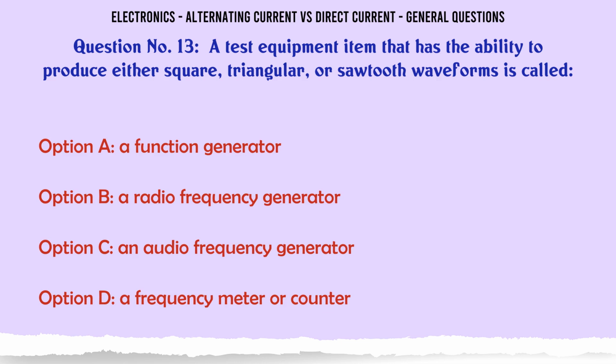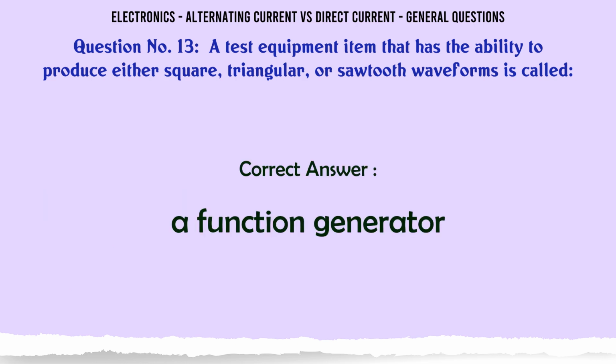A test equipment item that has the ability to produce either square, triangular or sawtooth waveforms is called A. a function generator. B. a radio frequency generator. C. an audio frequency generator. D. a frequency meter or counter. The correct answer is a function generator.